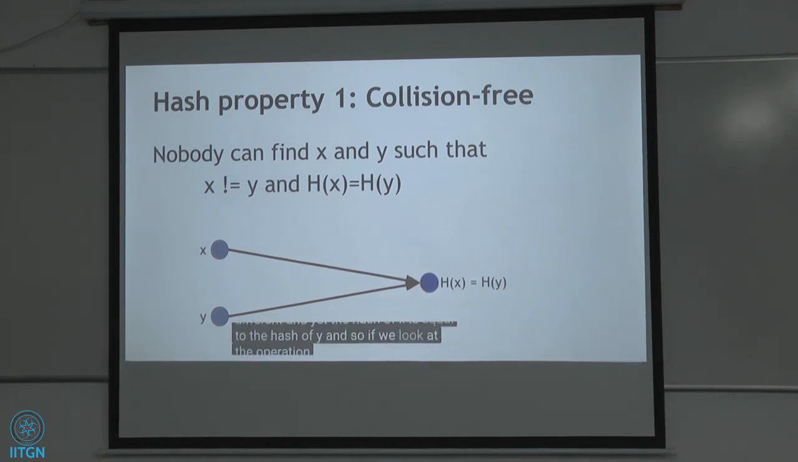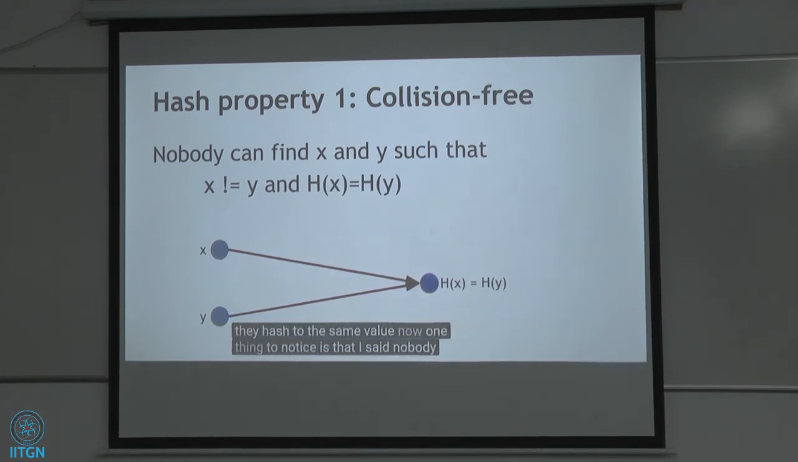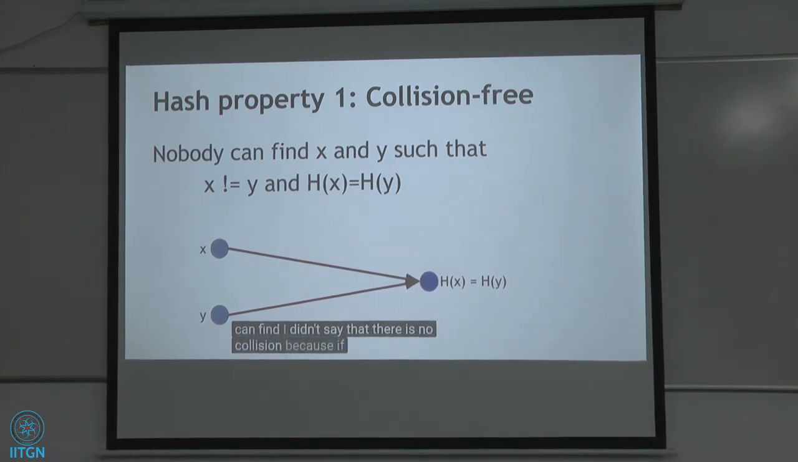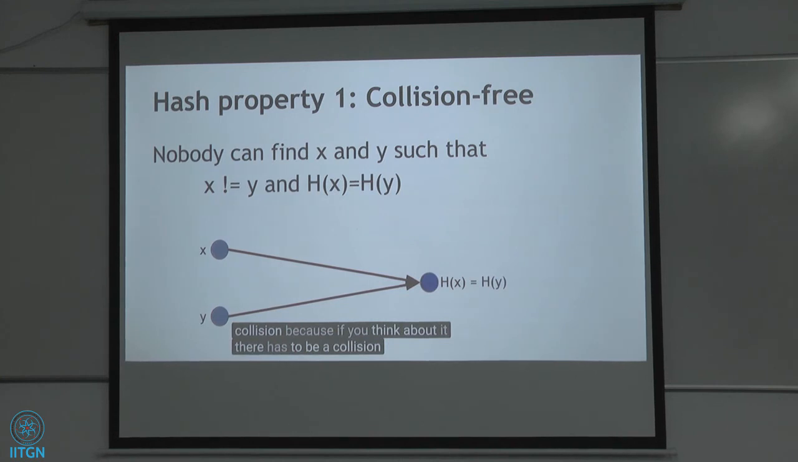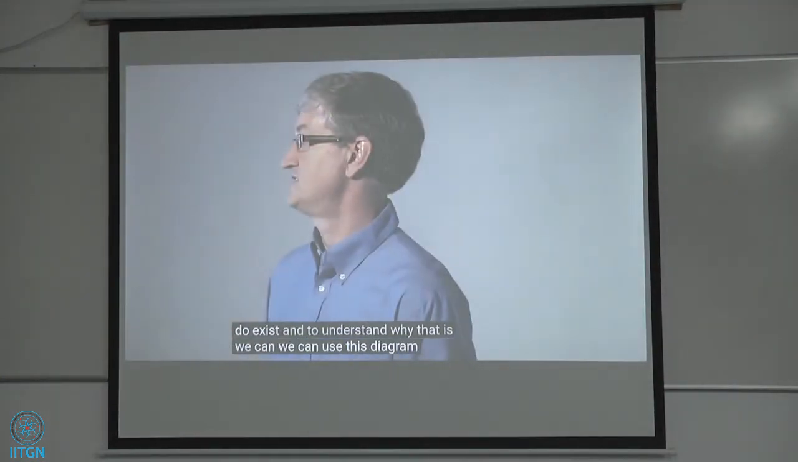And so if we look at the operation of the function as depicted by one of these red arrows, here's x and h of x, and here's y and h of y, then nobody can find a situation like this, that you have an x and y that are separate, and yet when you hash them, they hash to the same value. Now one thing to notice is that I said nobody can find. I didn't say that there is no collision. Because if you think about it, there has to be a collision. Collisions do exist, and to understand why that is, we can use this diagram.